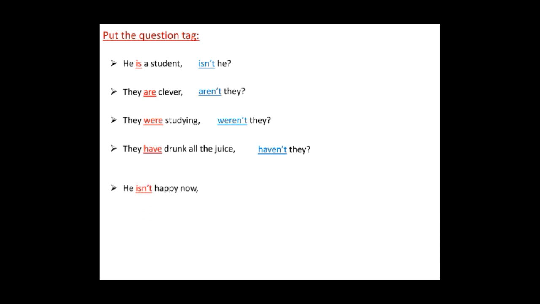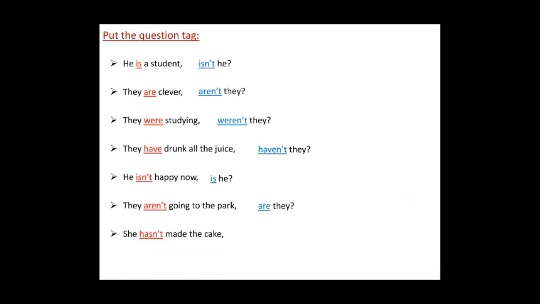Great. He isn't happy now. Okay, verb to be here and it's negative. Turn it into affirmative, plus the subject pronoun is he. They aren't going to the park. Great. Are they? She hasn't made the cake. Great. Has she? I am not fine today. Great. Excellent. Am I?